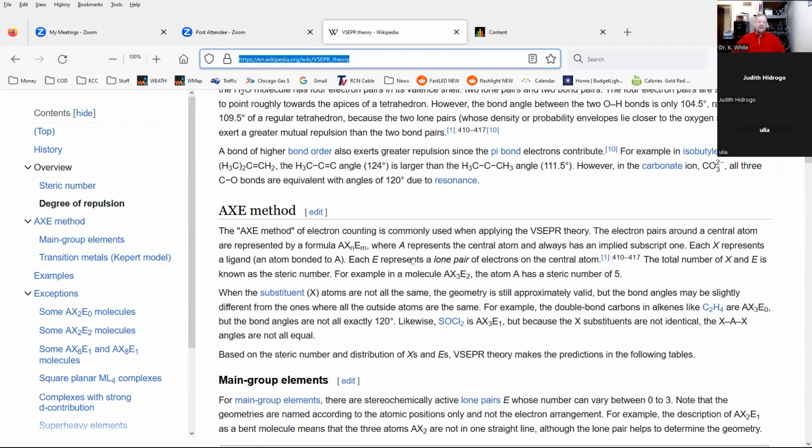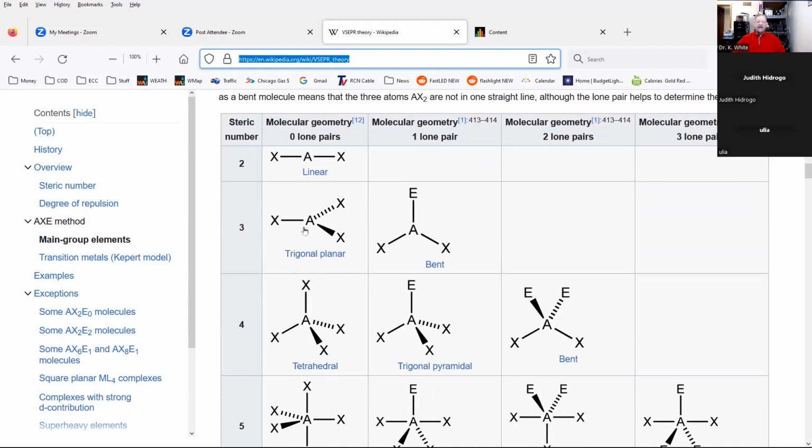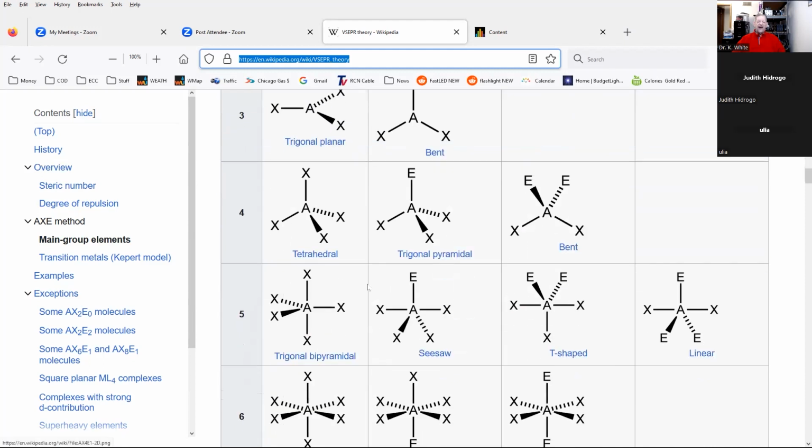And they talk about repulsion. Now, if you scroll down and look where it says main group elements, it has the molecule type, what it looks like, and the geometry. E is the non-bonding pair of electrons, X is the number of atoms attached to the central atom. So let's look at today's lab.